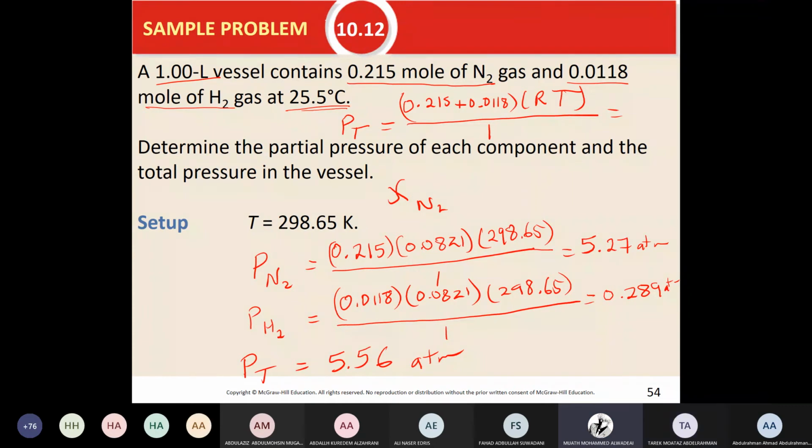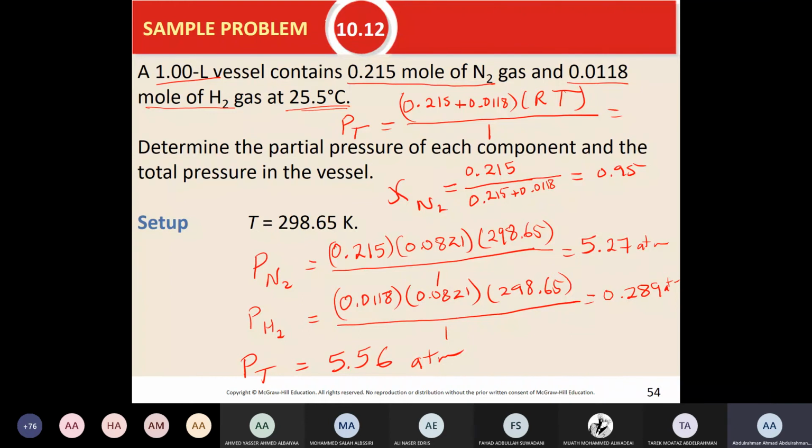It should be 0.215 over what? Over total moles. What is it? Over 0.215 plus 0.0118. Give me an answer. The answer is 0.947. The answer is 0.95.